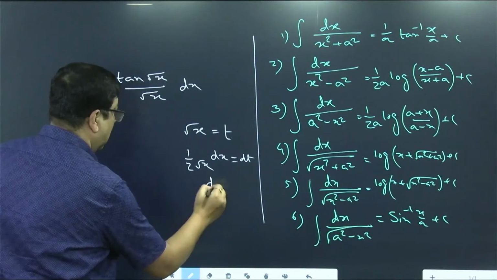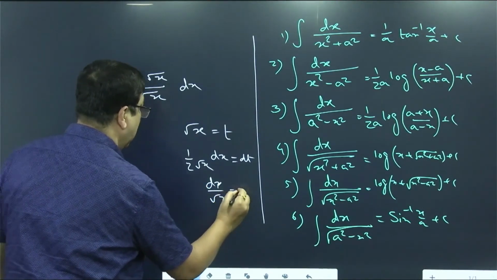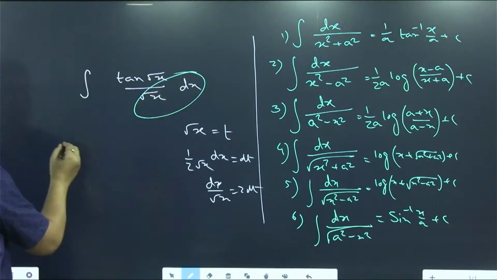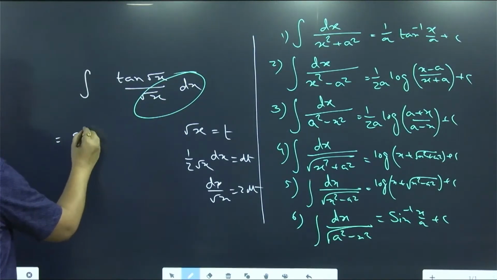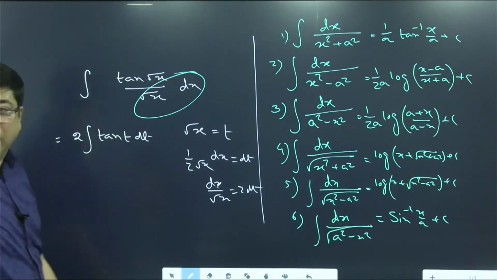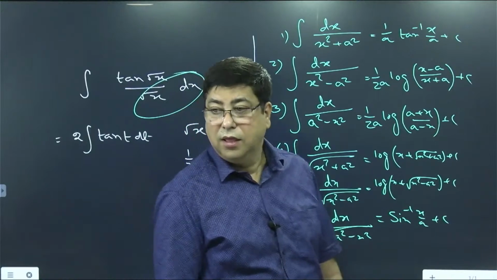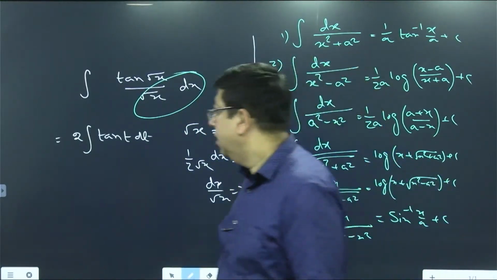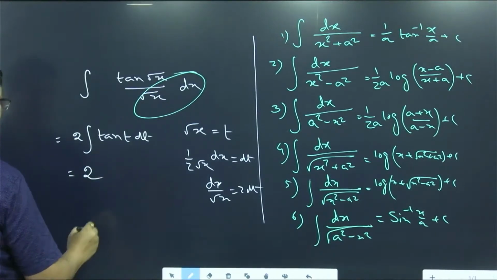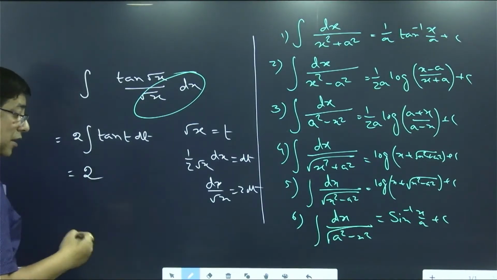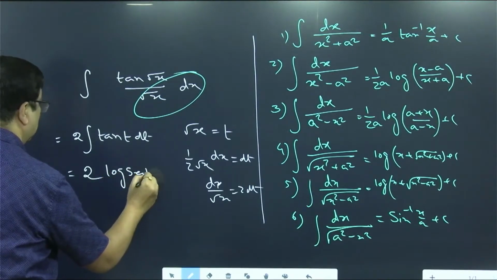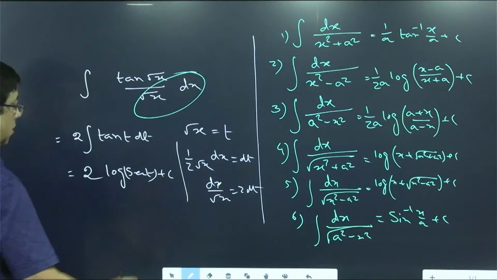So dx by root x equal to 2 dt. So we can write this as dx by root x as 2 dt. Therefore we can write 2 tan t dt. What is the integration for tan t? Log sec t. Tan x integration is log sec x. So log sec t plus c.